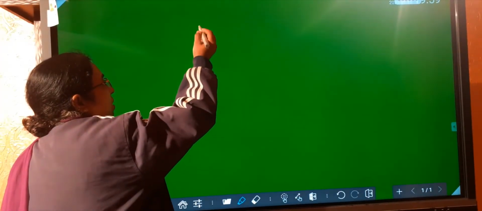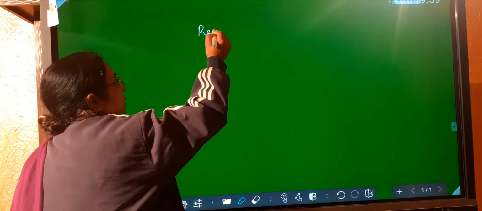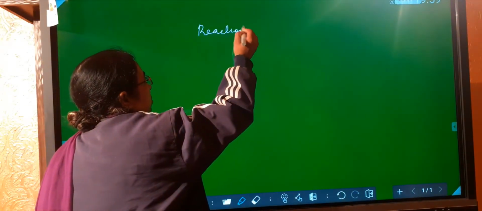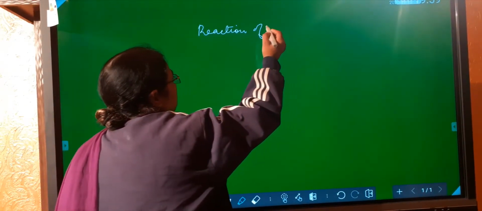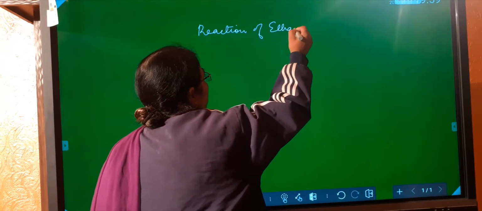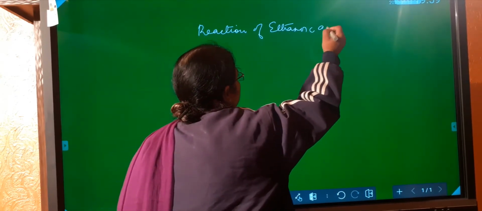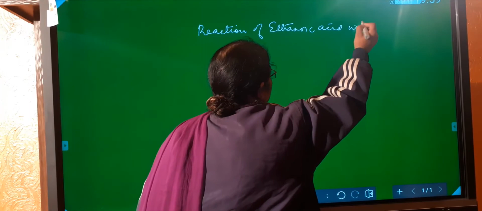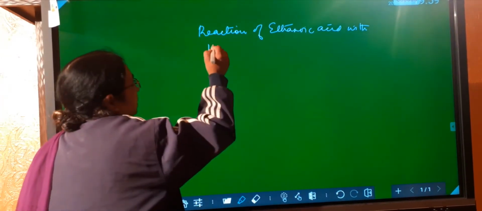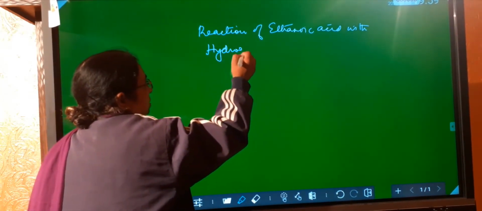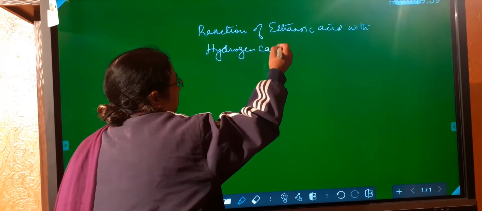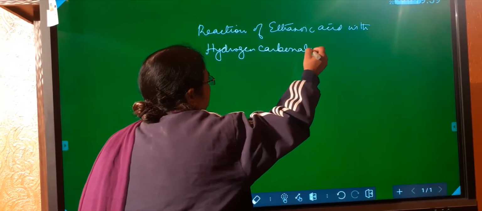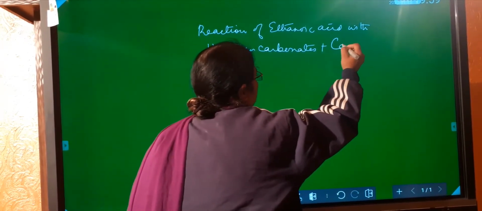The reaction we were continuing, acids ka reaction. So let us see the reaction of acetic acid or ethanoic acid with hydrogen carbonates and carbonates.